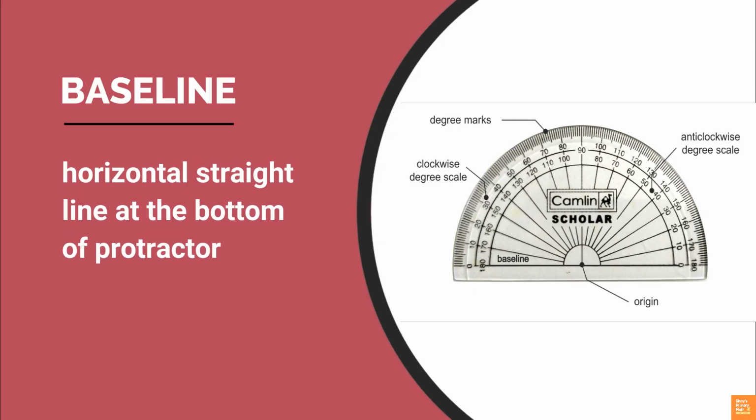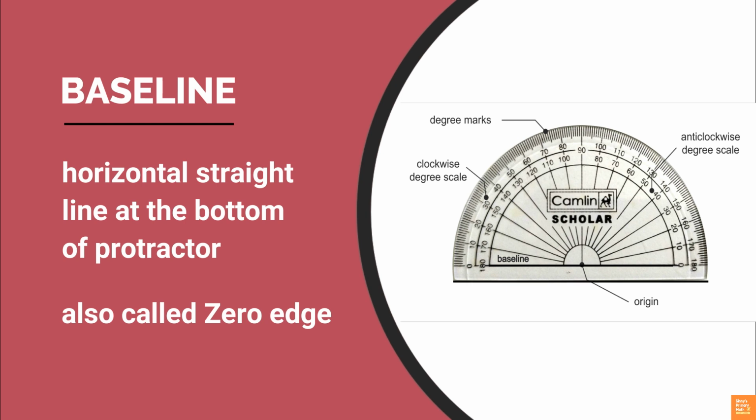Baseline. The straight line in horizontal direction at the bottom of the protractor is called the baseline. It is also called the zero edge. Don't confuse it with the edge of the protractor body.